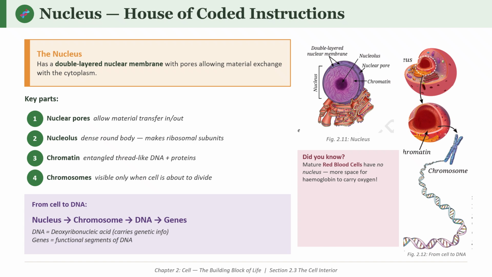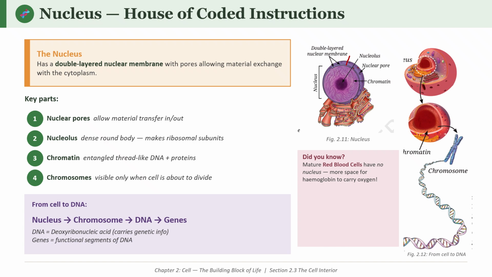So next we are going to see the nucleus, the house of code and instructions. See, the nucleus is one of the most important organelles. It is surrounded by a double layered nuclear membrane with pores. Can you see this in the picture? Yes, you can see the double layered nuclear membrane. Here you can see small pores. These are the pores. And what are the parts of this nucleus, children?